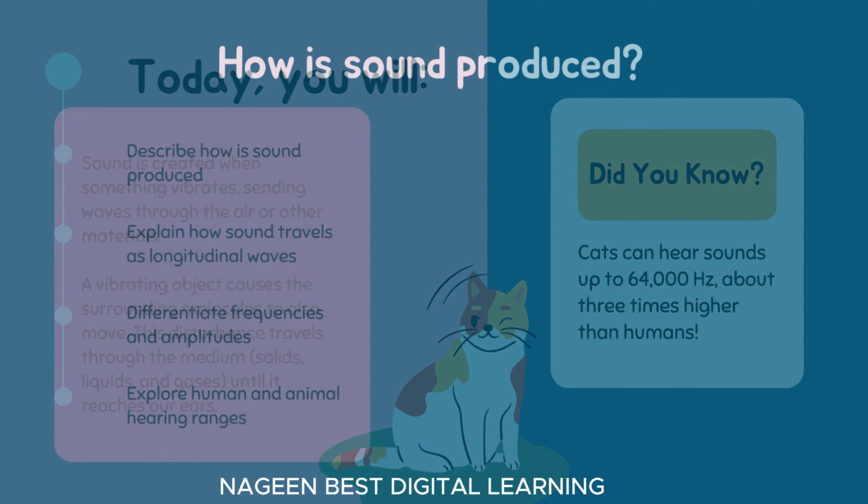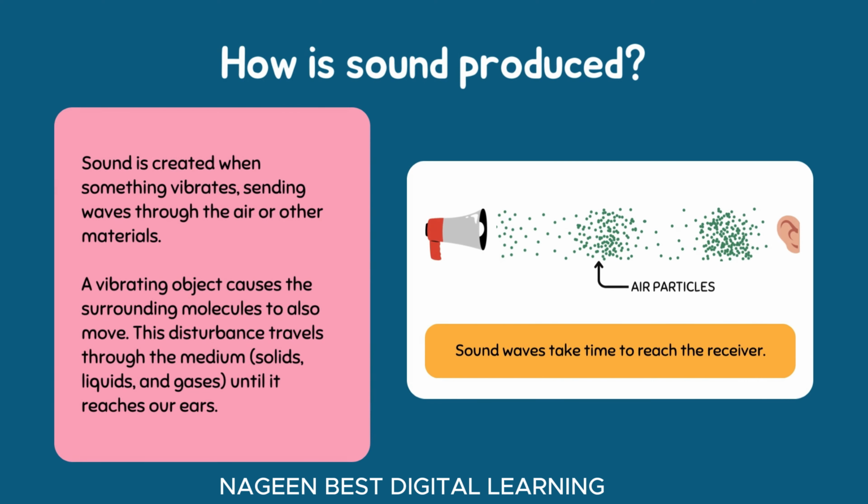How is sound produced? Sound is created when something vibrates, sending waves through the air or other materials. A vibrating object causes the surrounding molecules to also move. This disturbance travels through the medium, solids, liquids, and gases, until it reaches our ears.